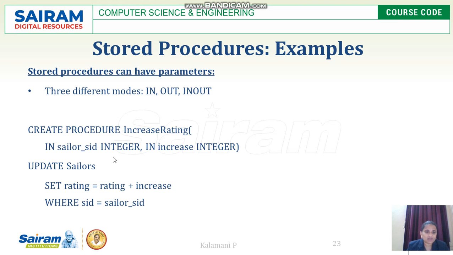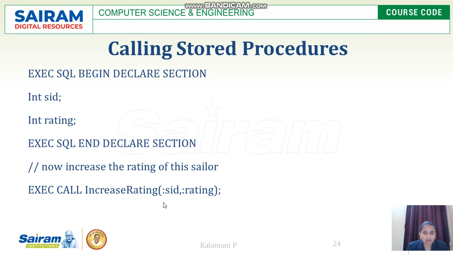For example, here we are given CREATE PROCEDURE. The procedure name is IncreaseRating. Within the parentheses we should give the parameters. sailor_id is an IN parameter, and its type is integer. Likewise for increase, the data type is integer. IN or OUT we have to specify before the variable name and data type. Then UPDATE Sailors, which is a common operation. So one thing you should know: IN, OUT and INOUT are the parameter types.